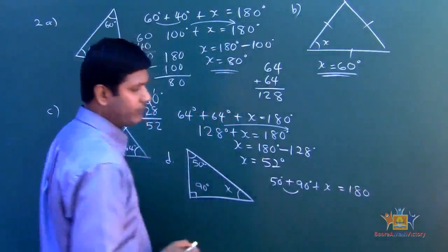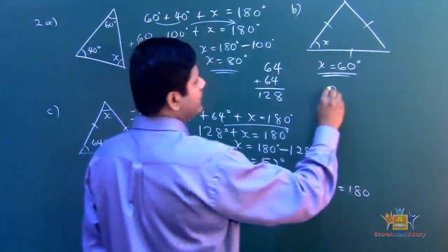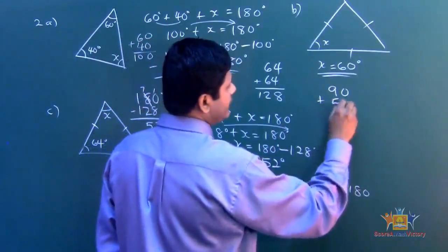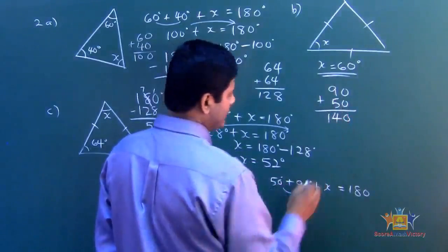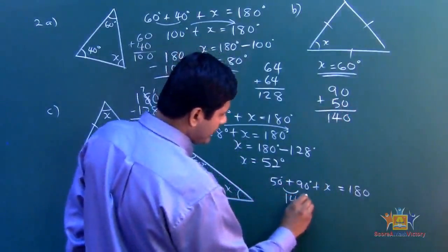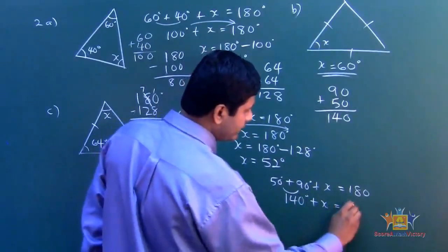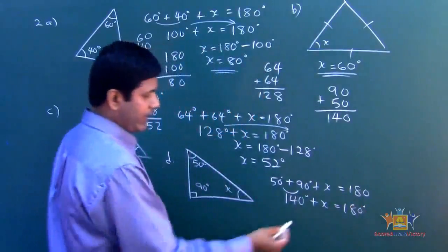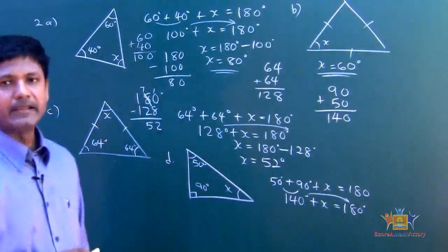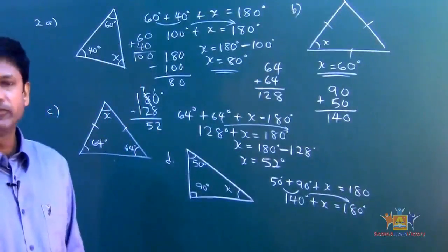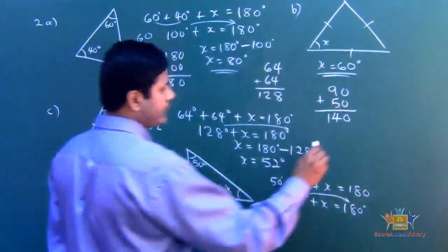So we're going to combine the 50 and 90. Let's line it up. 90 plus 50: 0 plus 0 is 0, 9 plus 5 is 14. So that gives me 140 degrees plus x equals 180 degrees. And I'm looking for x. So 140 crossing the bridge becomes minus, because right now it is adding to x, so you're going to subtract.